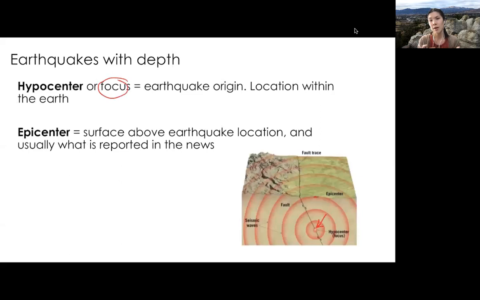However, when we're talking about earthquakes in a social sense and talk about the hazards associated with them, it's useful to talk about where they actually occur in relation to cities. And so that's where the epicenter comes in. This is directly above the hypocenter where the earthquake intersects with the surface of the earth. So this is what you're going to see reported in the news when you see that an earthquake occurred 70 kilometers away from a place. It's talking about 70 kilometers away on the surface of the earth is the epicenter.